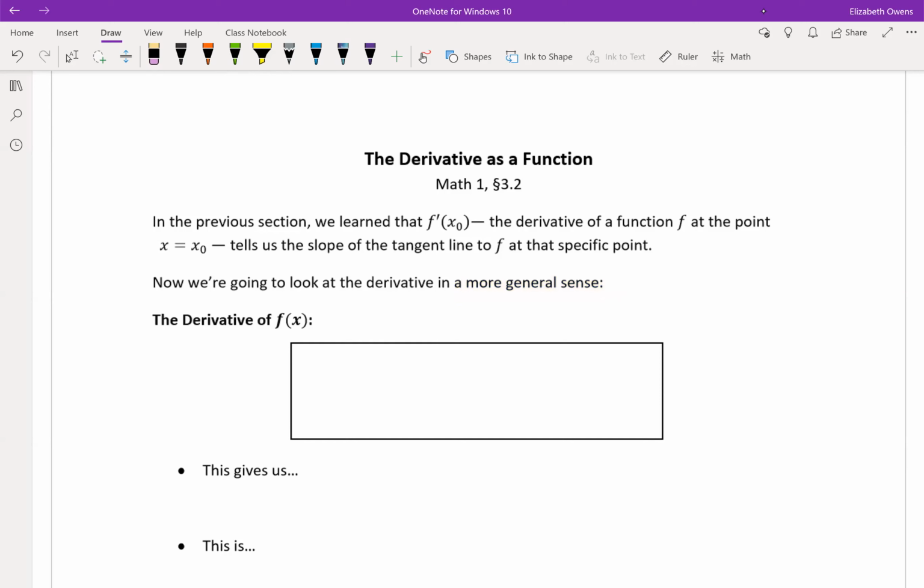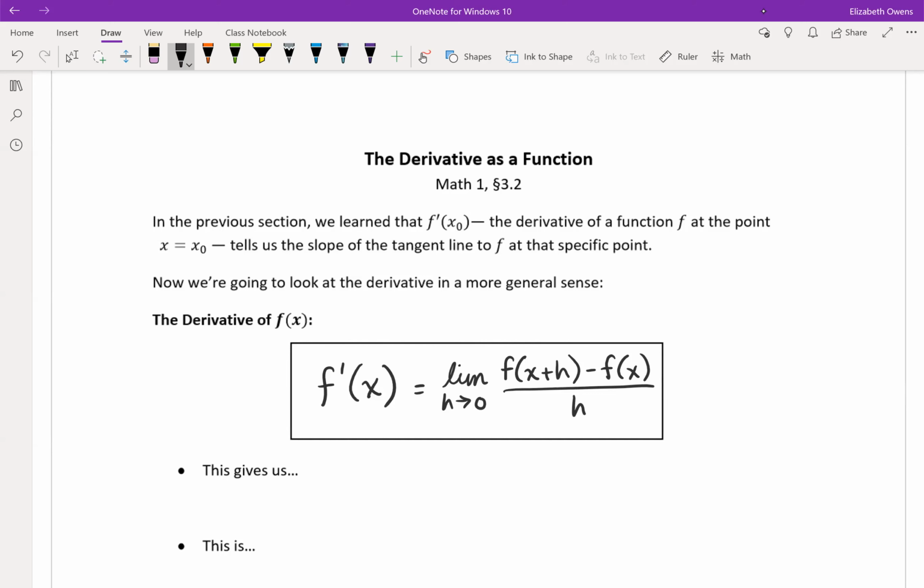So here we're going to look at the derivative of f of x in a more general way. And here we say this is going to be f prime of x. Notice that is not x naught anymore, not x sub 0. It's just general x. So f prime of x is defined as the limit as h approaches 0 of f of x plus h minus f of x over h.